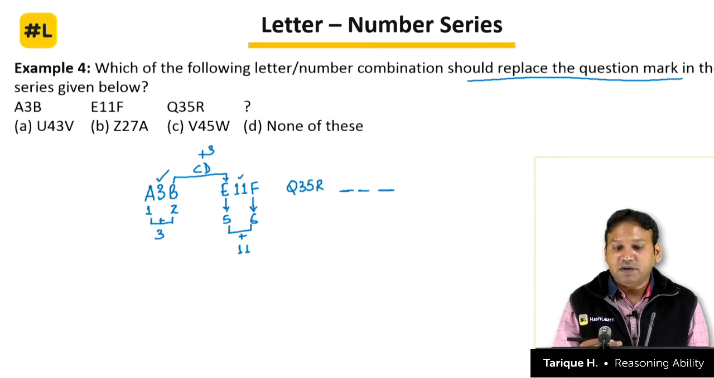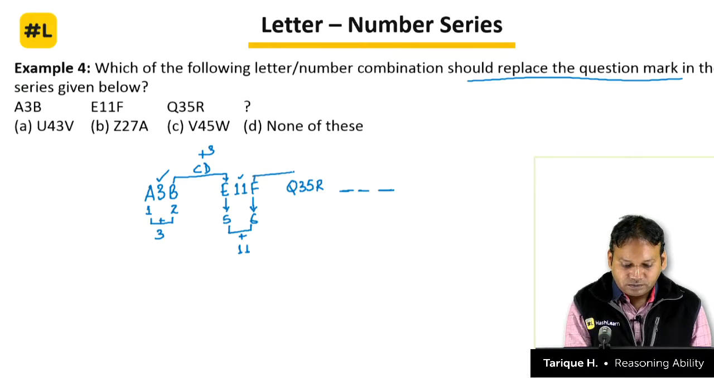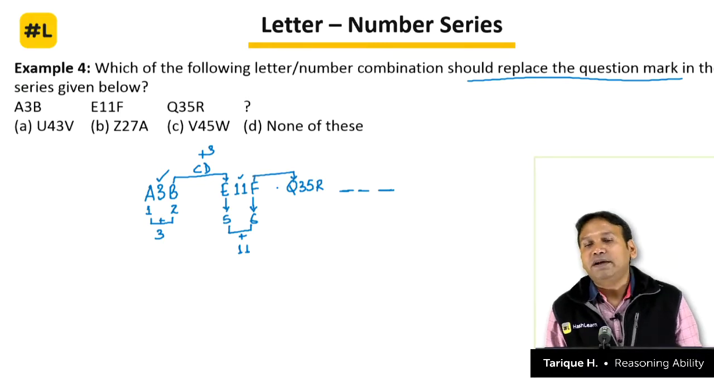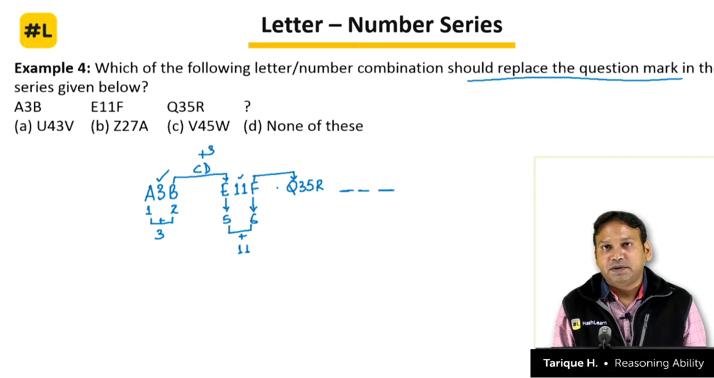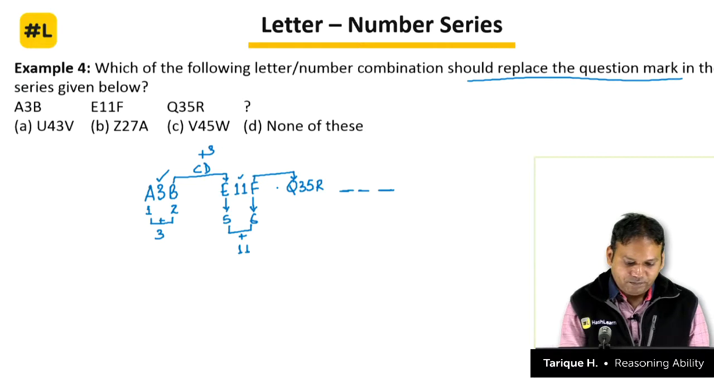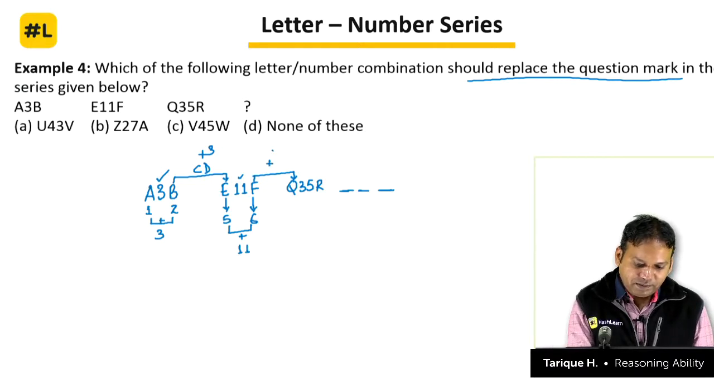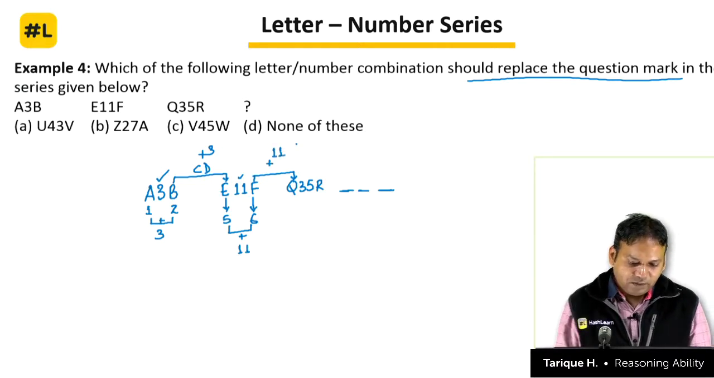The question is, how do we go from F to Q? How many letters are there between F and Q? So G, H, I, J, K, L, M, N, O, P. Right? Q is the 11th letter from F. What are we doing here? Plus 11. So can you see a link here now?